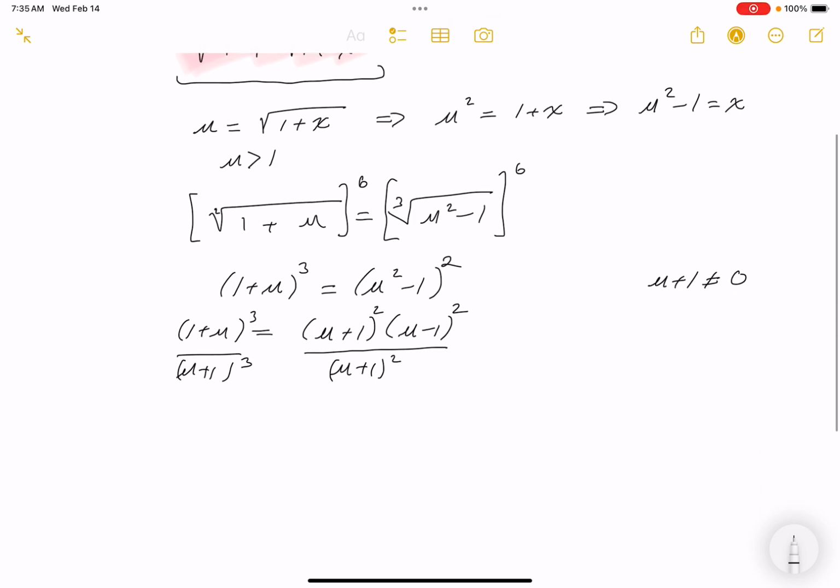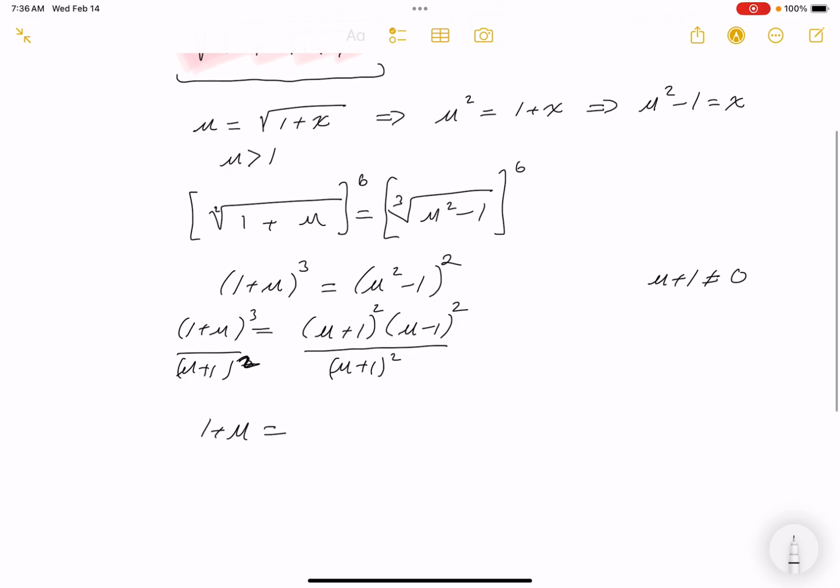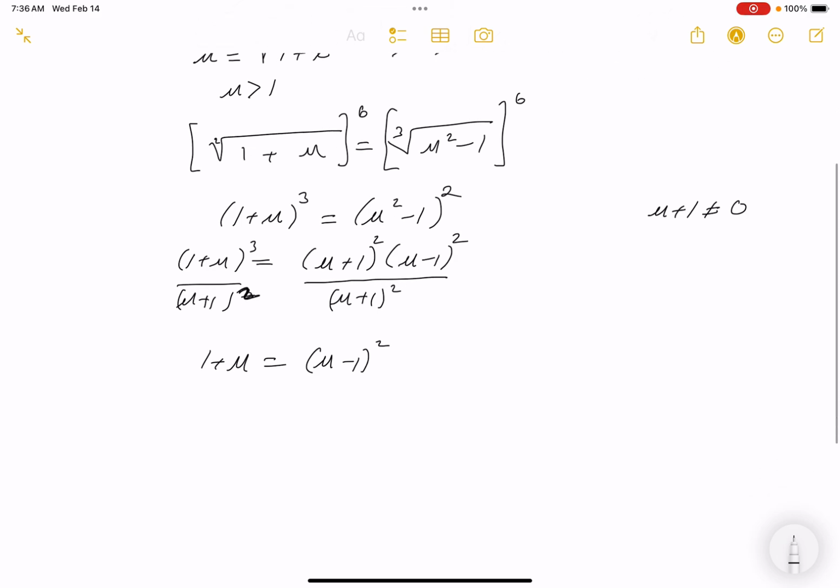Now again, u plus 1 and 1 plus u is the same thing. It's the commutative property of addition. Whoops, I'm at a 3, that's a 2. Sorry about that. So you get 1 plus u on the left side, and the right side you're going to get u minus 1 squared. It's getting simpler and simpler each time I go through this.